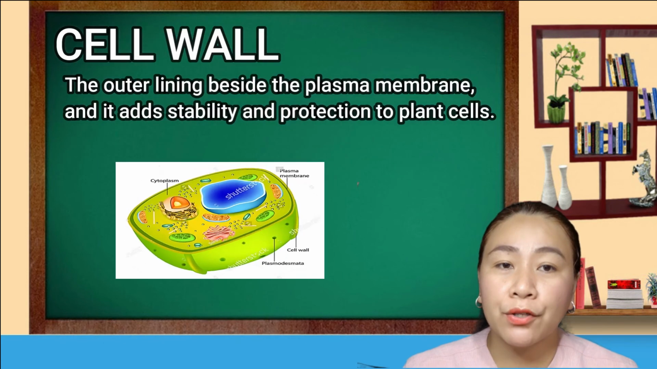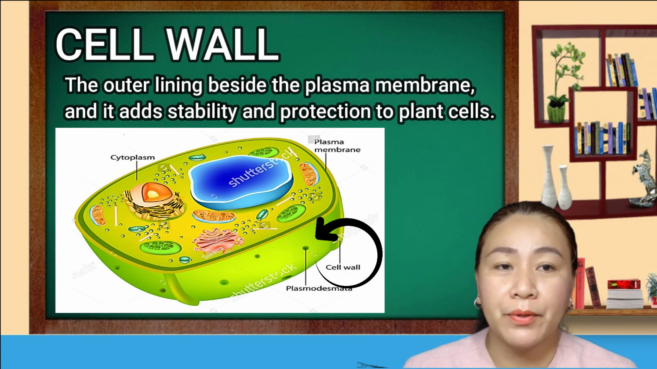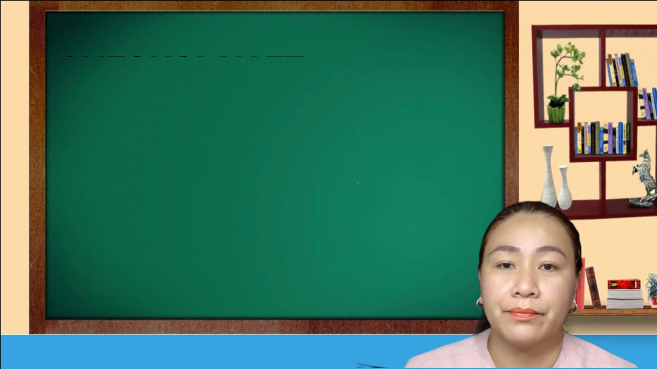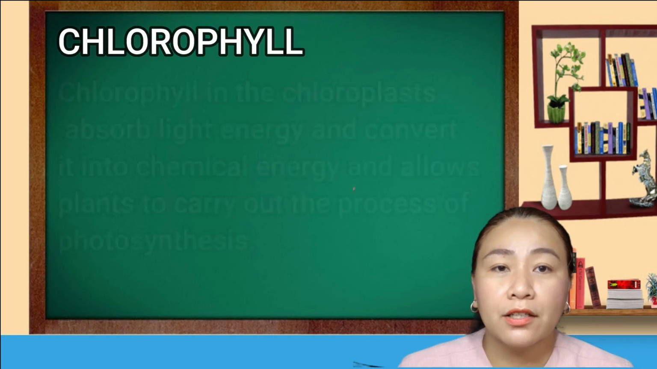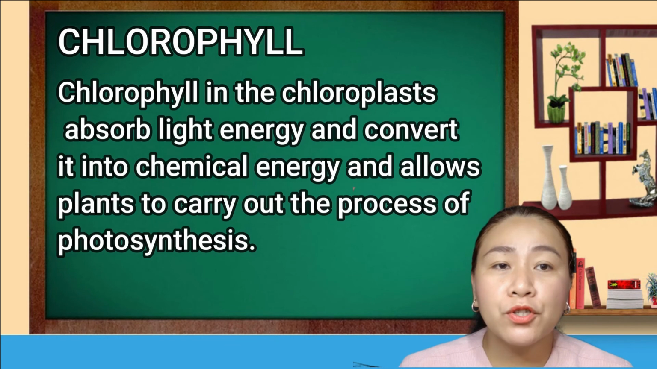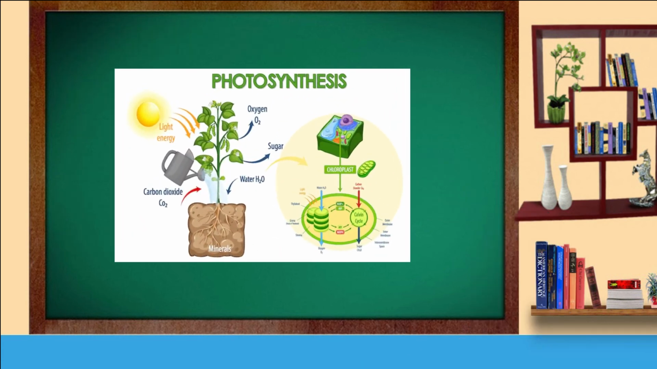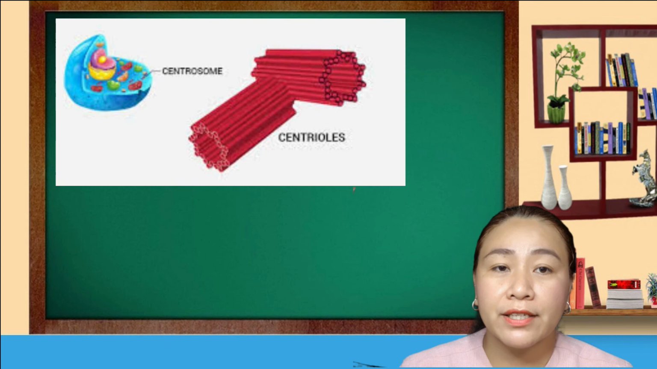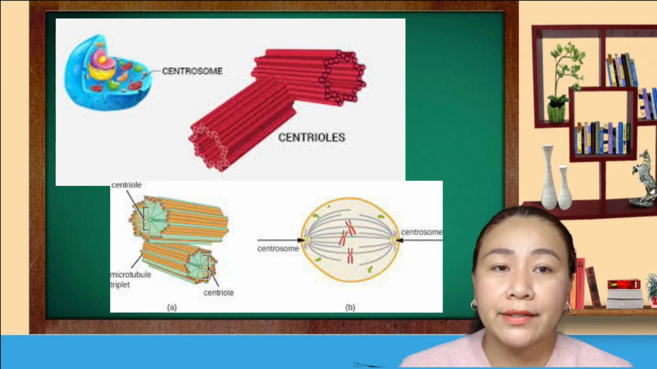Cell wall is the outer lining beside the plasma membrane. It adds stability and protection to the plant cell. The chlorophyll and the chloroplast absorb light energy and convert it into chemical energy and allow plants to carry out the process of photosynthesis. The function of the centrioles is connected to cell reproduction.